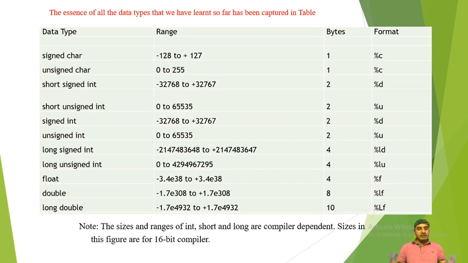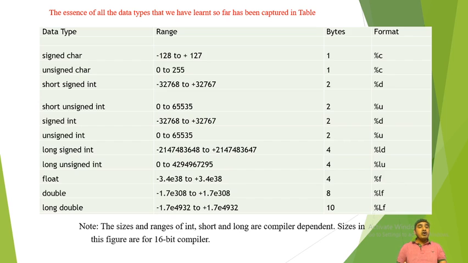Now for a double float, the range is minus 1.7e raised to 308 to plus 1.7e raised to 308. It is of 8 bytes and we use %lf. L is for long or double floats. It is for double floats.